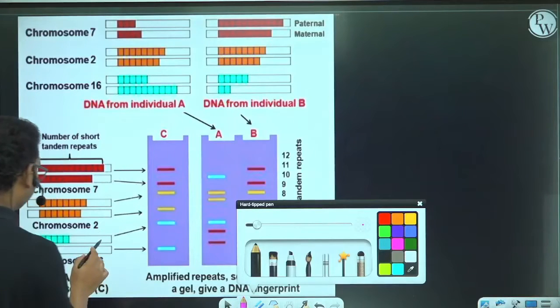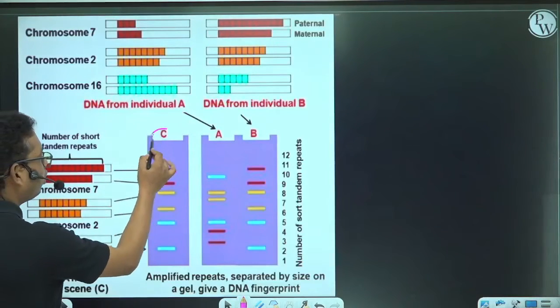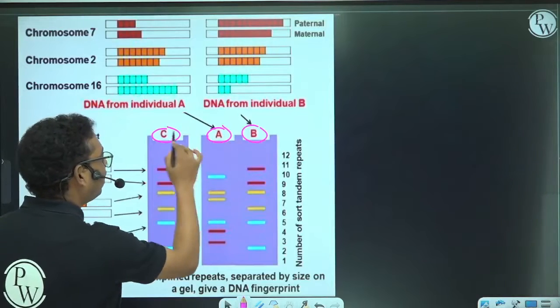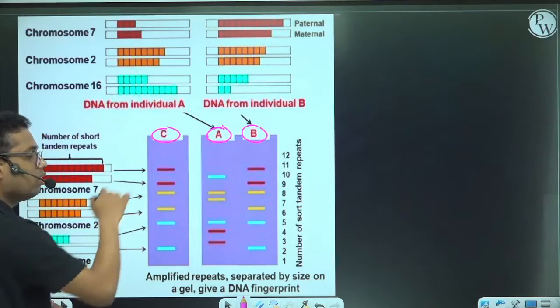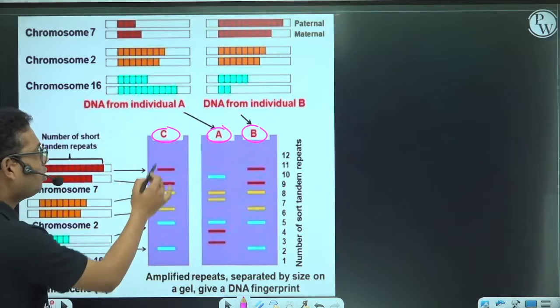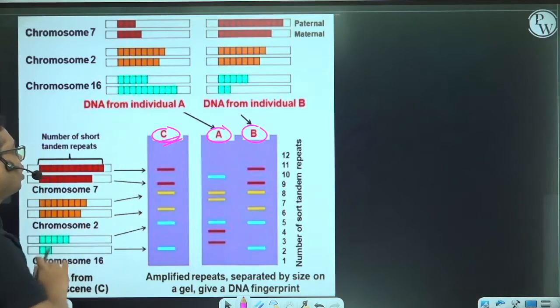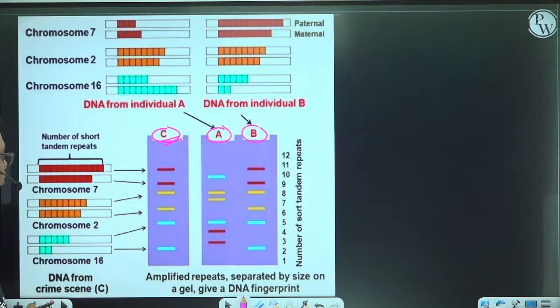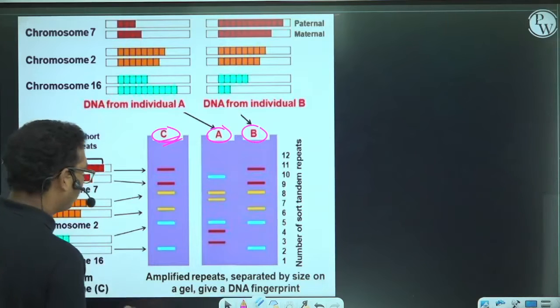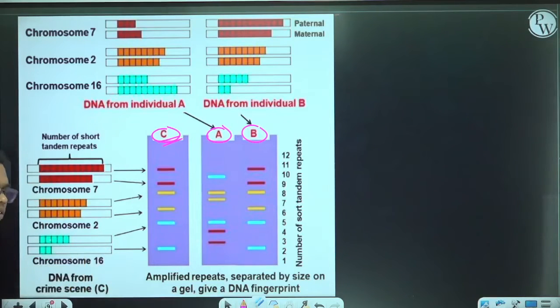These are the wells, and in these wells I have loaded some DNA samples. In well C, I have loaded the DNA sample which is obtained from the crime site. The DNA obtained from the crime site will have VNTR also. Suppose these are chromosome 5, these are chromosome 2, and these are chromosome 16.